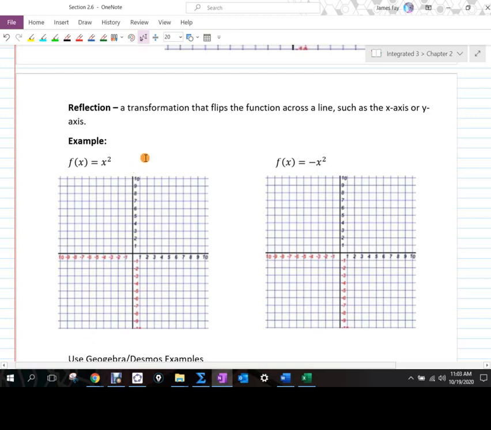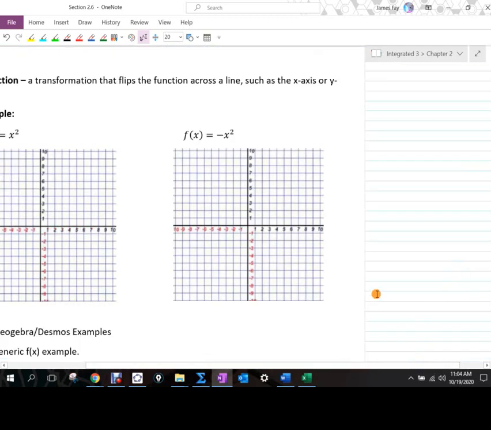So we're going to talk about a reflection. A reflection is a transformation that takes a function and moves it across a line. Flips it across the line. And we can do that across the x-axis or the y-axis.